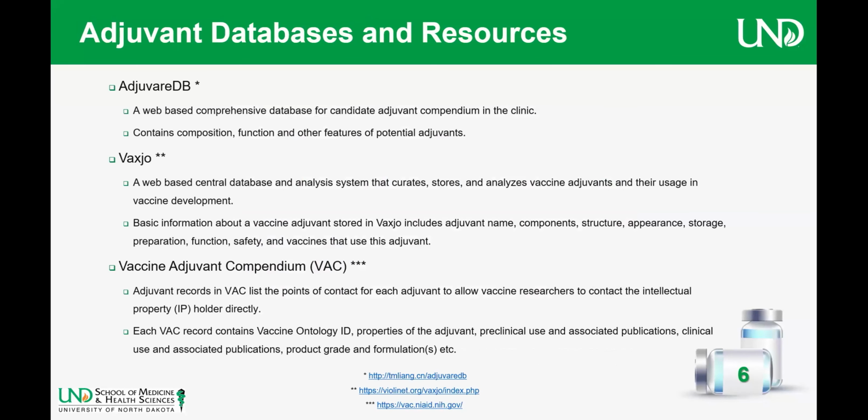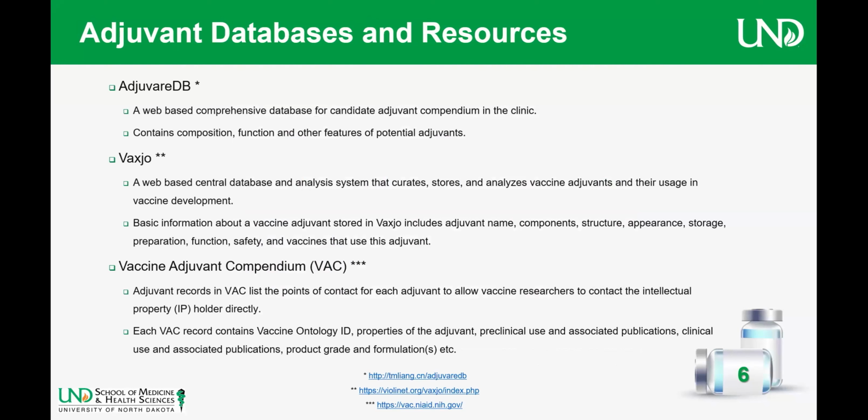There are a few adjuvant databases and resources available. Among them, AdjuvaDB, VaxJo, and the Vaccine Adjuvant Compendium are very important ones. AdjuvaDB is a web-based comprehensive database for candidate adjuvants in the clinical data. It contains compositions, functions, and other features of potential adjuvants.